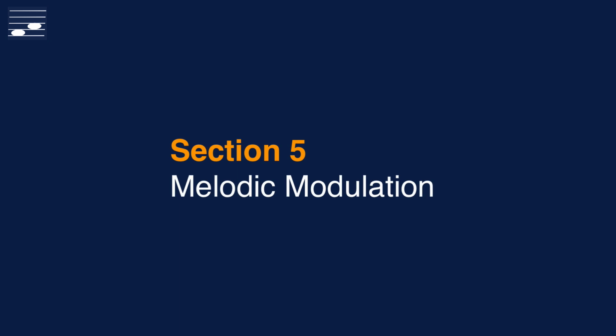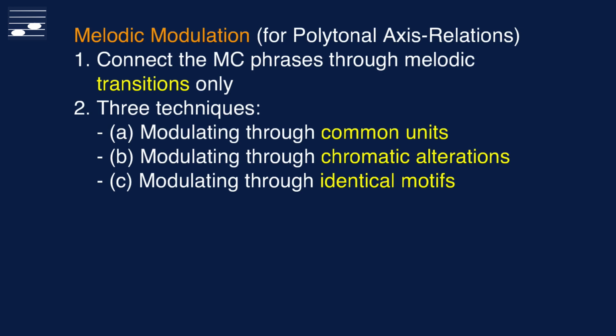As the final subject of this tutorial, let's turn our attention to melodic modulation, which is relevant for polytonal axis relations. Melodic modulation implies that we insert a transition section between two phrases of a melodic continuity that are in different keys. There are 3 techniques for moving from the source to the destination key.